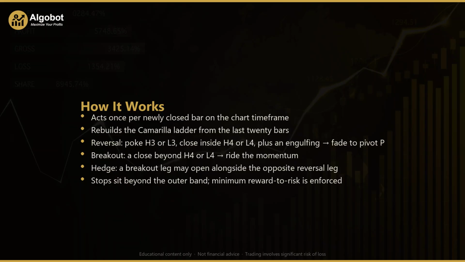Third, the hedge. When hedge mode is enabled, a breakout entry is allowed to open even while an opposite reversal trade is still live, so a fade caught wrong by a real break is met by a breakout position alongside it. The 2 opposing legs net out directional risk during the transition. Every candidate must also clear a minimum reward to risk filter and a spread check before any order is sent.